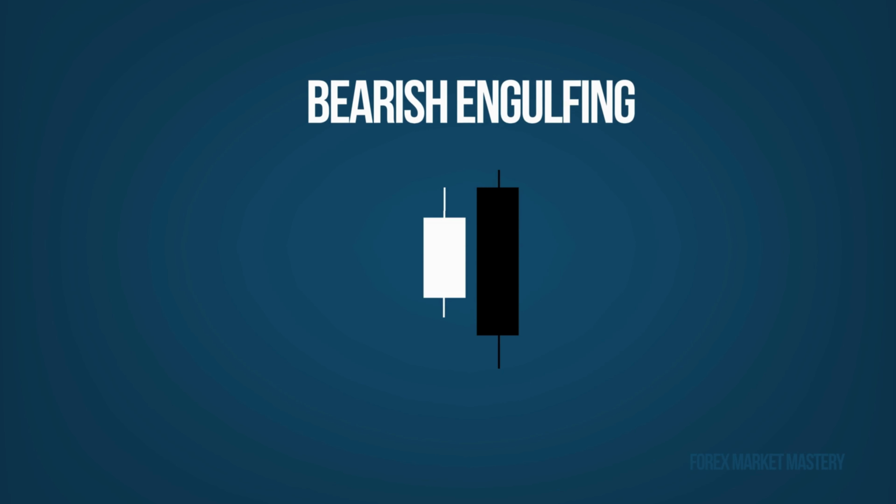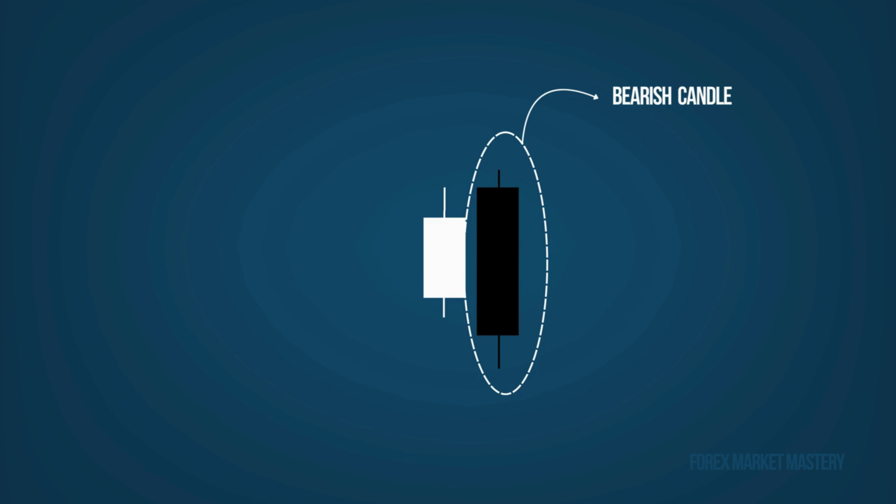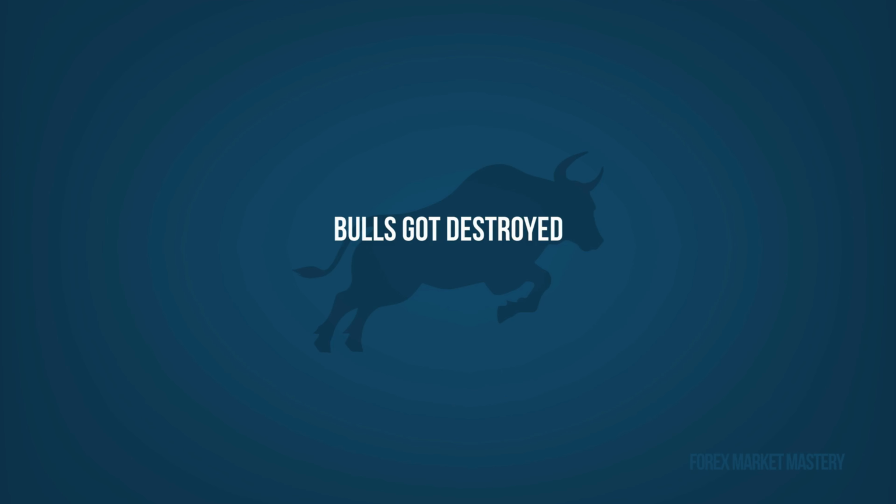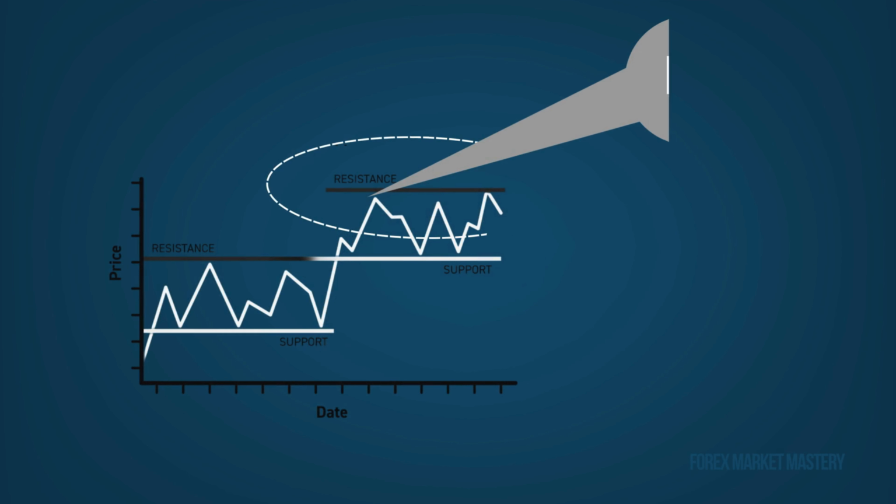The bearish engulfing works the opposite way. Small bullish candle, then a massive bearish candle that swallows it whole. Bulls got destroyed. At resistance levels, this is your cue to look for shorts.